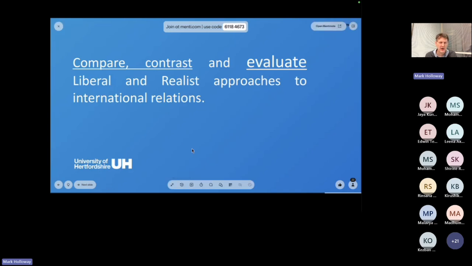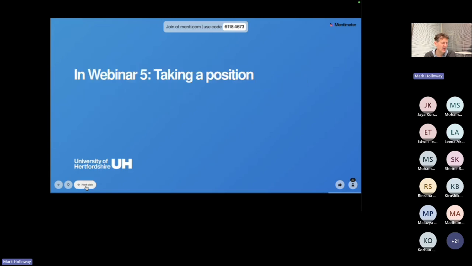So do look out for these things. You may have multiple function words in an assignment, but they're not necessarily equal, and certainly not equal in terms of the quality of work you'll produce. In webinar 5, we're going to take a simple assignment question and use it to start taking a position in relation to the question you've been asked.